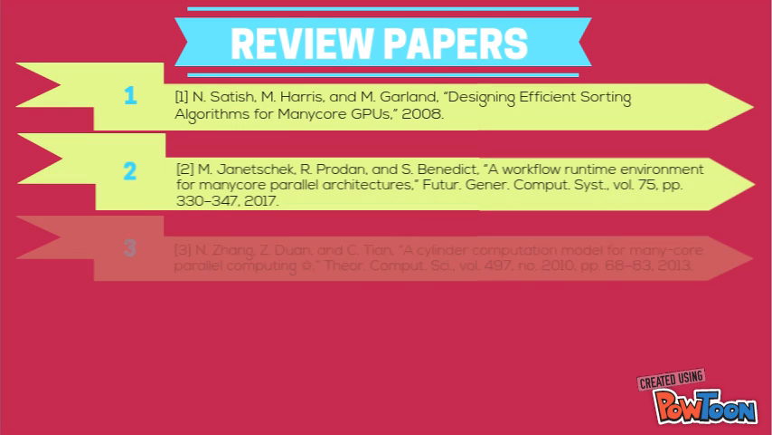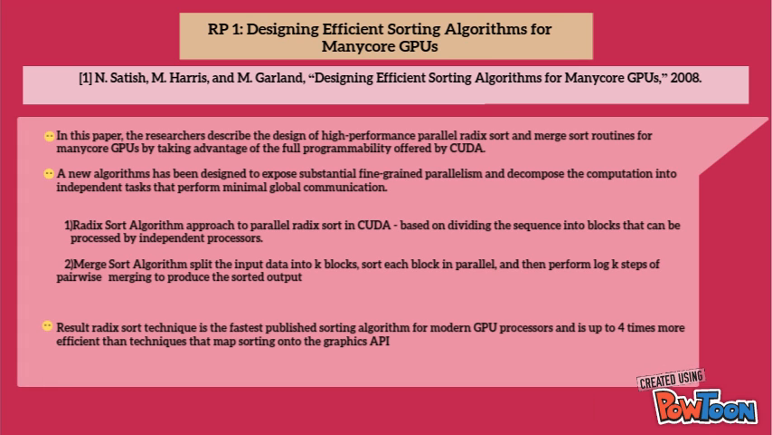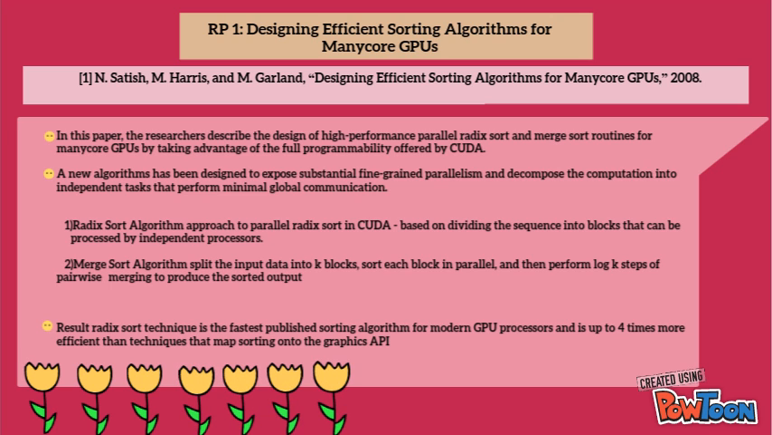Five paper reviews. This is my review of papers. Review Paper 1: Designing Efficient Sorting Algorithms for Many-Core GPUs. Researchers describe the design of high-performance parallel radix sort and merge sort routines for many-core GPUs by taking advantage of the full programmability offered by CUDA. The new algorithms are: first, the radix sort algorithm; second, the merge sort algorithm.